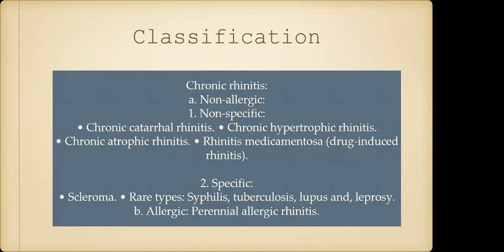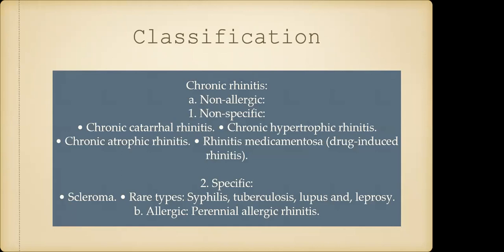When we talk about the chronic rhinitis, we have still non-allergic and allergic. So for the non-allergic, there's that which is non-specific. It could be chronic hypertrophic rhinitis. This is where you look into someone's nasal cavity and everything is hypertrophied. The inferior turbinates are very big. The mucosa is hypertrophied.